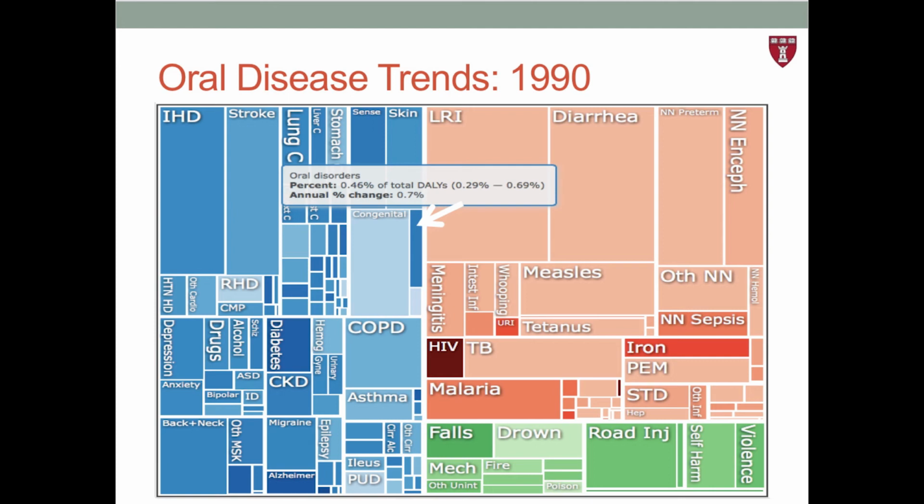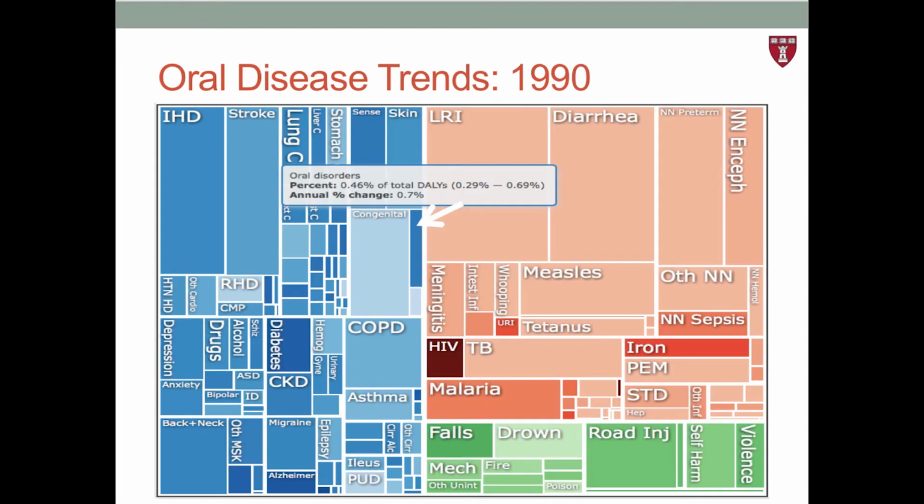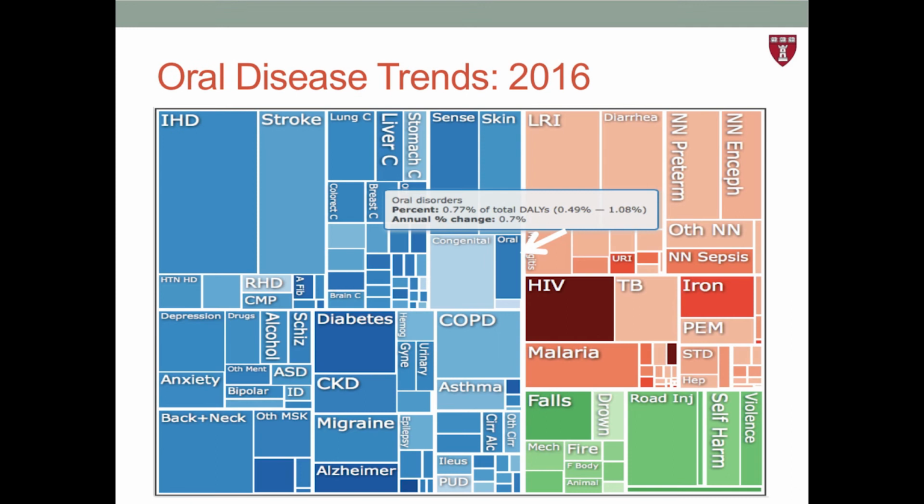So I'm going to switch from 1990 to 2016, and I want you to watch the size of this box. Okay, ready? So here's 1990, and here's 2016. I'm going to go back, watch it again. So it's a subtle change, but noticeable, that the box has in fact grown, along with the blue category in general. So this is demonstrating that oral disorders are on the rise globally.